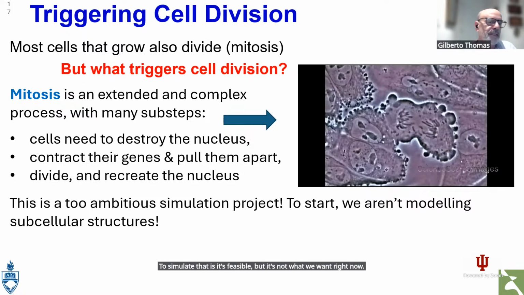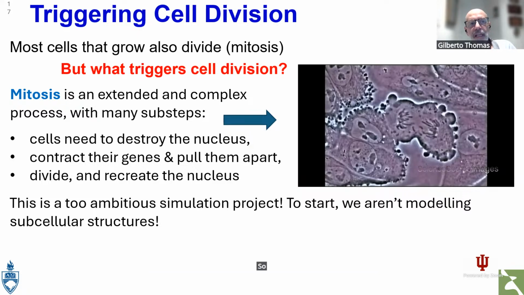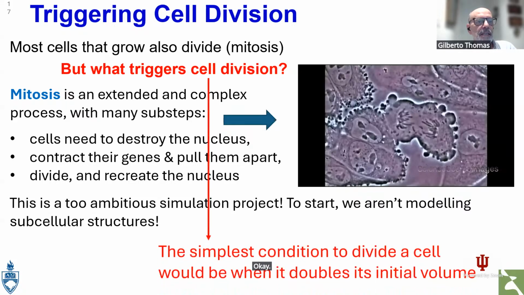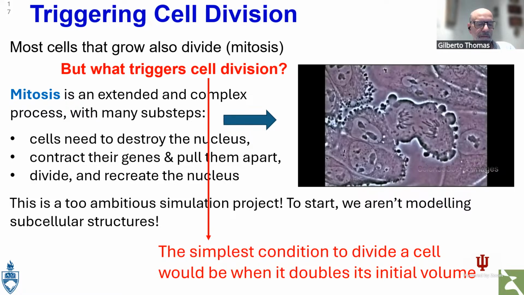We are not modeling structures like nuclei, for example. Now our cell is empty, just intracellular matrix, if you want. Okay. The simplest way to divide the cell is to say that, okay, when it reaches the double of its initial size, then we divide it. Okay? Like that, simple like that.